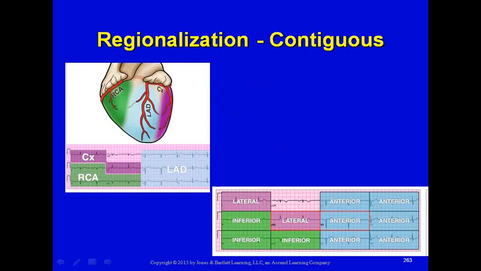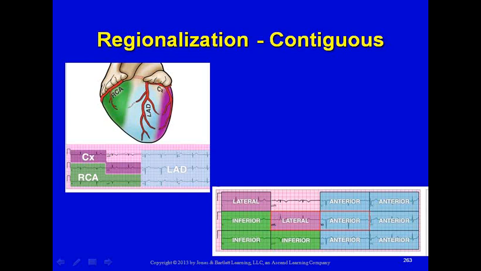Well, leads 1 and AVL are the lateral leads. Leads 1 and AVL on the 12-lead ECG are the lateral leads, and they look at the circumflex artery, that branch of the left coronary artery that covers the lateral portion of the left side of the heart. Leads 2, 3, and AVF are the inferior leads, and 2, 3, and AVF look at the right coronary artery. So if I have changes in 2, 3, and AVF, that tells me that the right coronary artery is involved.